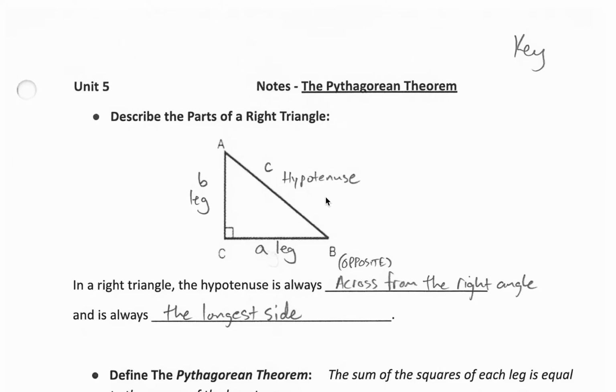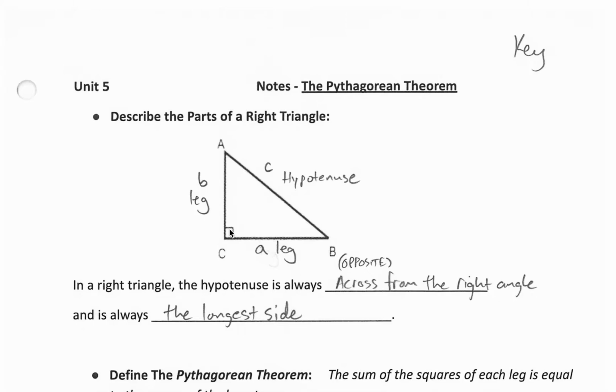We're going to be practicing using the Pythagorean theorem. We'll do some examples and then we'll talk about some applications and solve some word problems. In order to use the Pythagorean theorem, first we need to be able to describe parts of a right triangle. The Pythagorean theorem uses those parts in its formula.